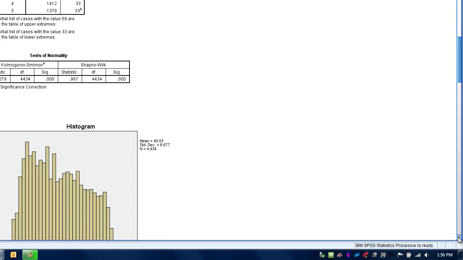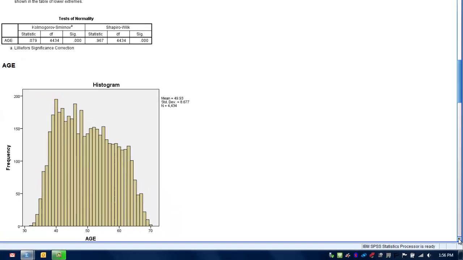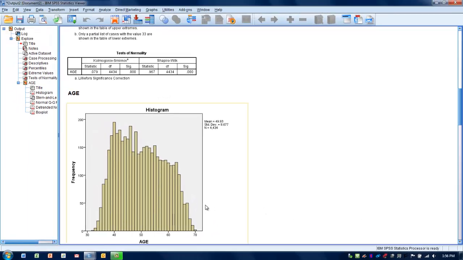Okay, so the next thing we can look at here are the histograms that were produced for our data. And again, if we look at this histogram, we're looking for that nice normal bell-shaped curve that we would expect to see, and obviously we do not see that. We see a skew here, and this is what we refer to as a right skew or a positive skew.